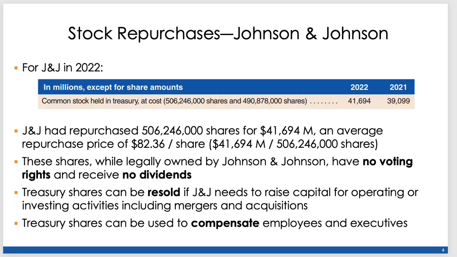They could be resold if J&J at some point wants to raise additional capital, or they might be kept there because they represent shares that will at some date be used to compensate employees in stock-based compensation plans. That's another reason why a company will often make sure that it has sufficient shares in treasury. More on that in our next lecture deck, stock-based compensation.